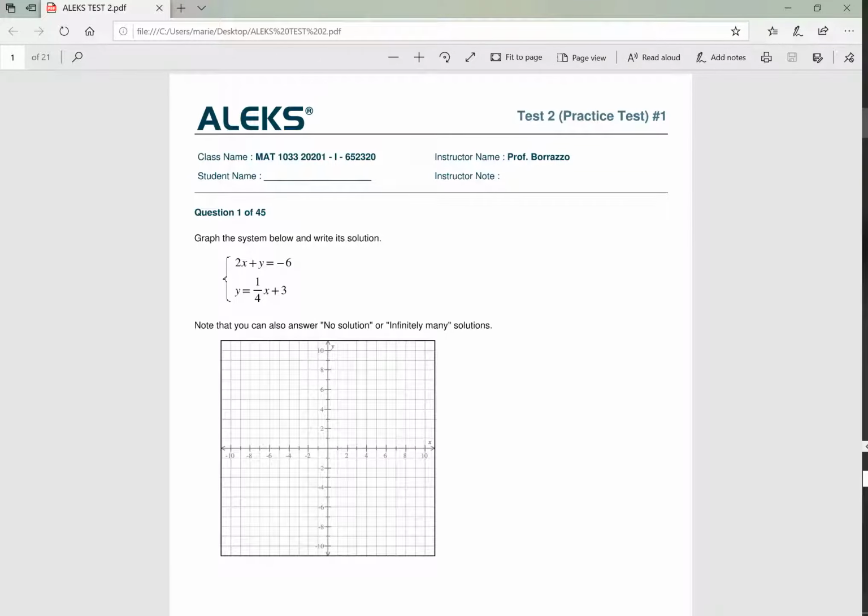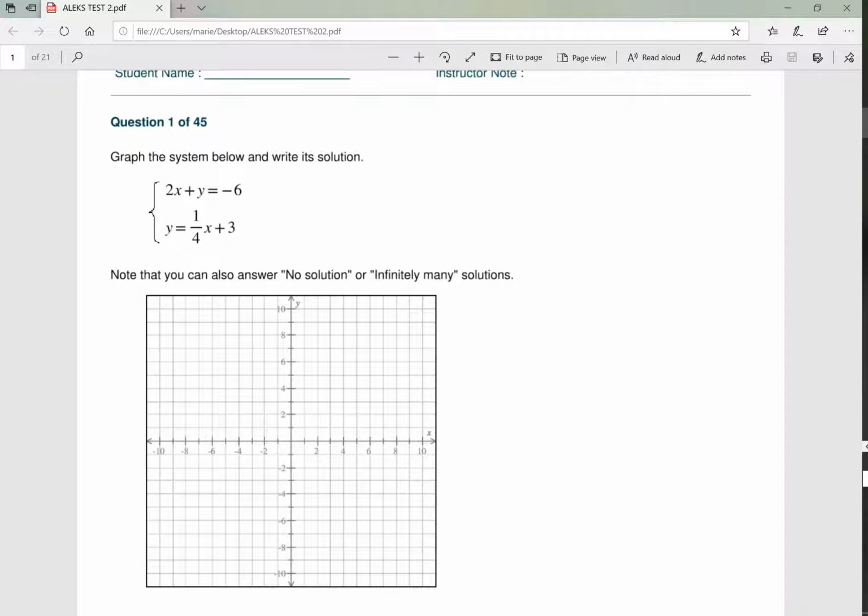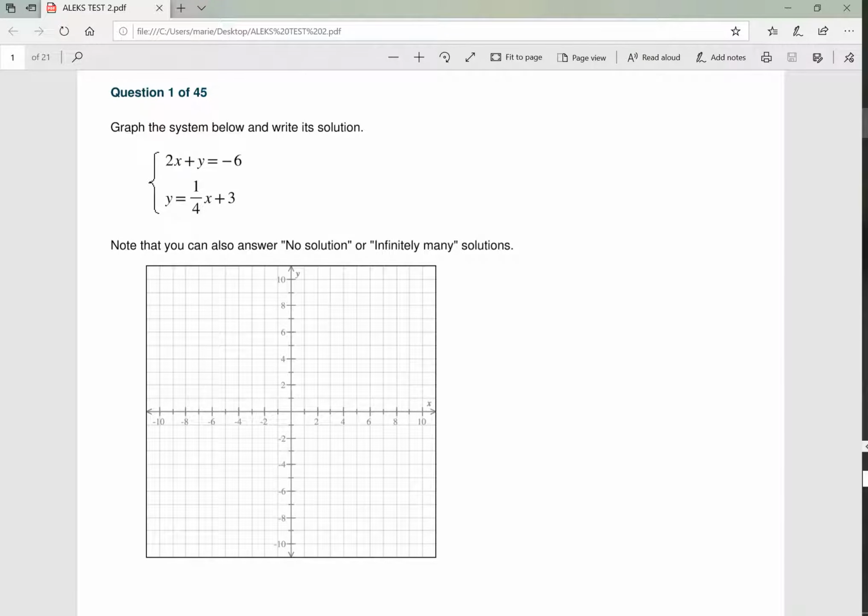Alright class, so here's the review for test 2, and I want to focus on this type of question first. It says graph the system below and write its solution. Note that you can also say no solution or infinitely many solutions.